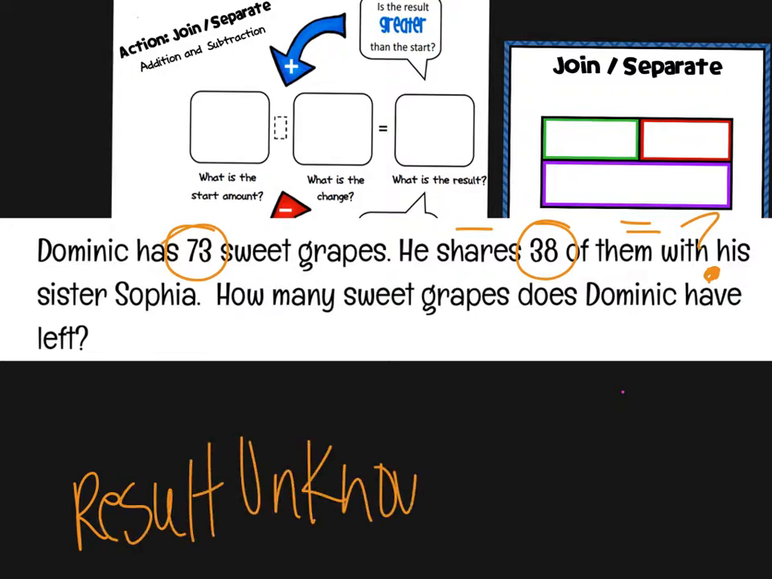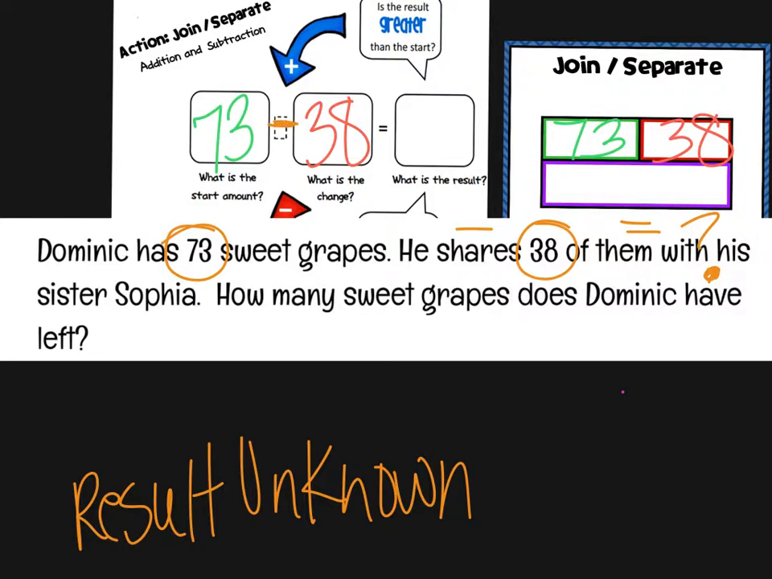Now let's prove it. Let's plug our numbers in to our start change result equation and let's put it in the word problem structure. So what was my start number? That's right, 73. We'll put it in both. What was my change number? That's right, 38. Oops, but I forgot a step. What am I supposed to write in that little dotted box? What sign? What operation? That's right, my subtraction sign. So I put my subtraction sign.